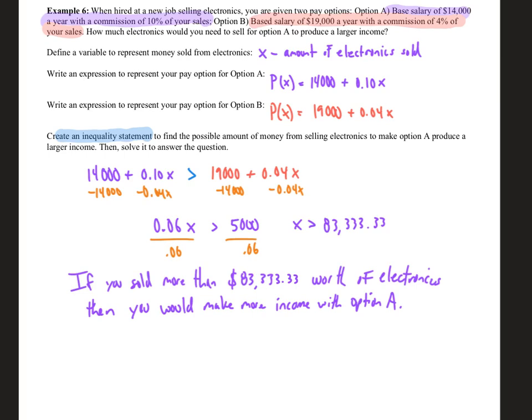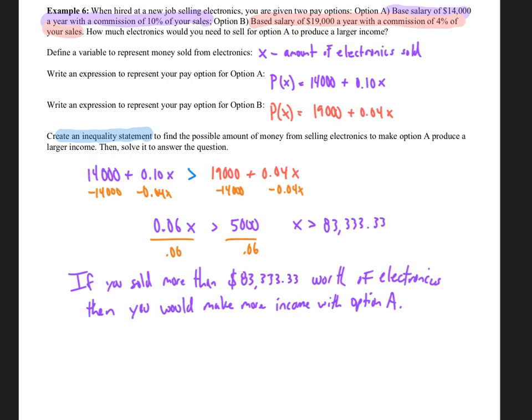So with all these things you're weighing, it's like, do I think I can sell more than this much every year? If you thought you could, then you should pick option A, because you could make more money. If you think you can't, then I would pick option B. If I think it's going to be close, like, oh, I might make it, I'd probably pick option B, because it's the safer bet. You've got to make sure you cover yourself with that extra base salary.